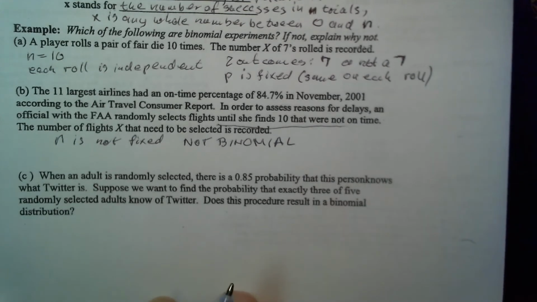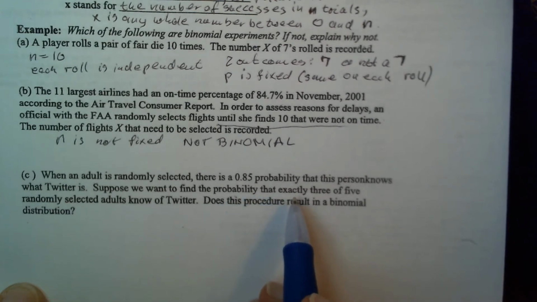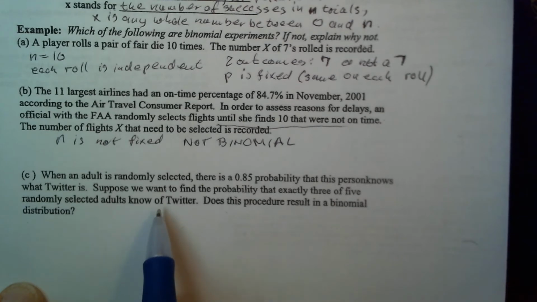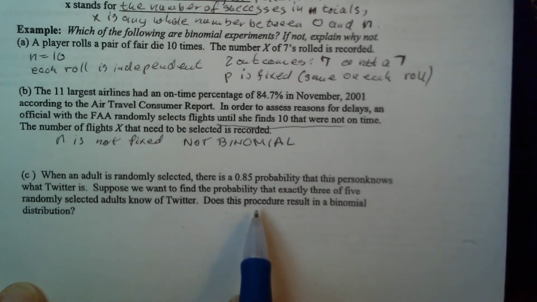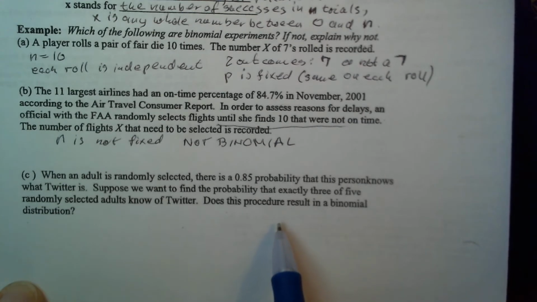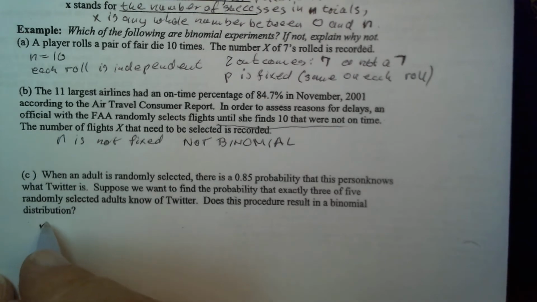Let's look at a third example. When an adult is randomly selected, there's a 0.85 probability that this person knows what Twitter is. Suppose we want to find the probability that exactly 3 of 5 randomly selected adults know of Twitter. Does this procedure result in a binomial distribution? Well, let's see. Is the number of trials fixed? Yes, there are 5. So n equals 5.